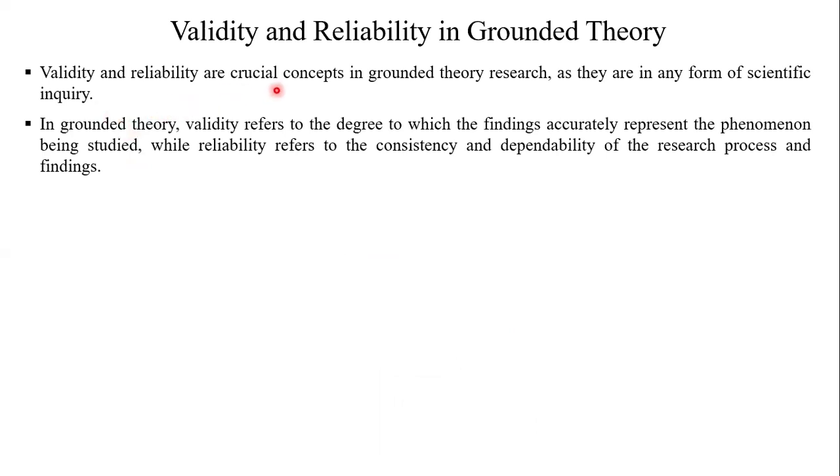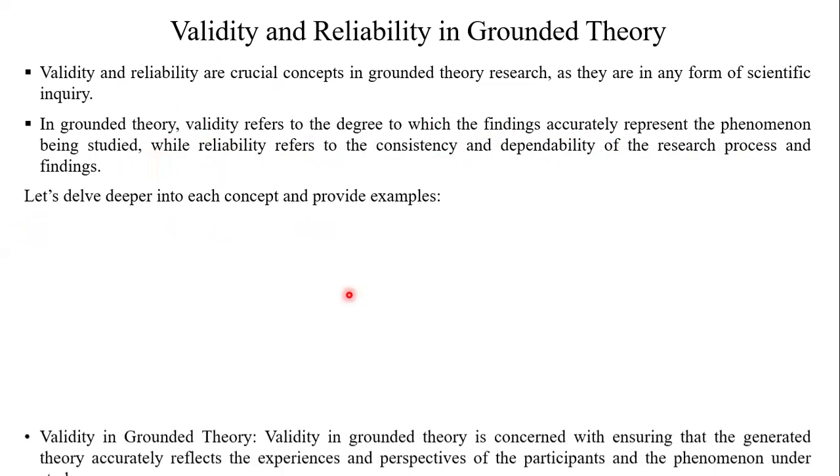Validity and reliability are crucial concepts in grounded theory research, as they are in any form of scientific inquiry. So in grounded theory, validity refers to the degree to which the findings accurately represent the phenomena being studied, while reliability refers to the consistency and dependability of the research process and findings. So you need to understand that your research phenomena are accurately represented by grounded theory. So it makes it valid. So let's delve deeper into the concepts and provide examples.